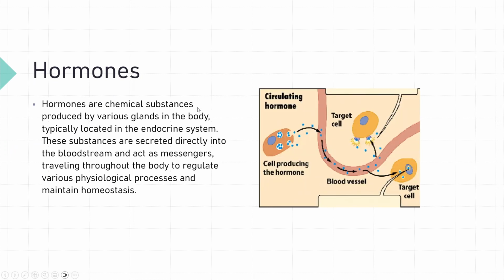Hormones are chemical substances produced by various glands in the body, typically located in the endocrine system. These substances are secreted directly into the bloodstream and act as messengers traveling throughout the body to regulate various physiological processes and maintain homeostasis. Like the cell producing the hormone, it will enter the bloodstream, then be carried close to the target cell, and then through the interstitial fluid it will affect the target cells.